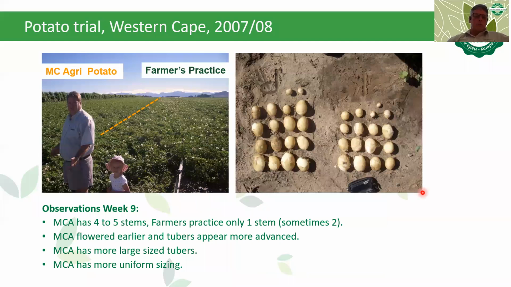What we see are observations. Multicote plants have 4 to 5 stems, so we get better development there, where the farmer's practice has 1, sometimes 2. The plants flower earlier, which means they've gone through their growth phases a little bit faster or a lot more smoothly, and the tubers appear more advanced from initiation. We often find more large-sized tubers and also more uniform sizing of the tubers, so the plant is balanced, the nutrient availability is balanced, so the plants develop together.